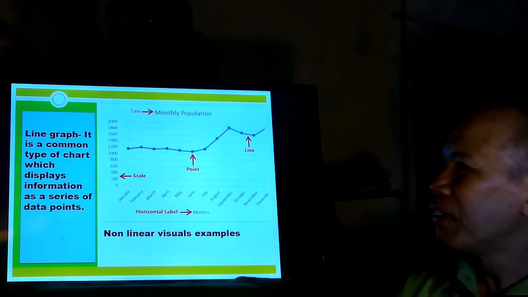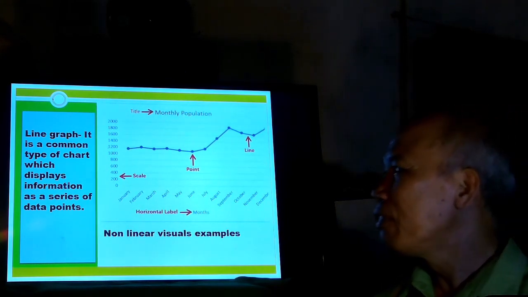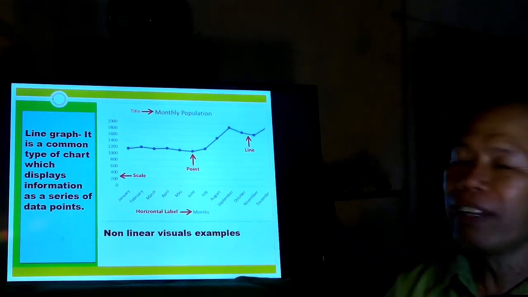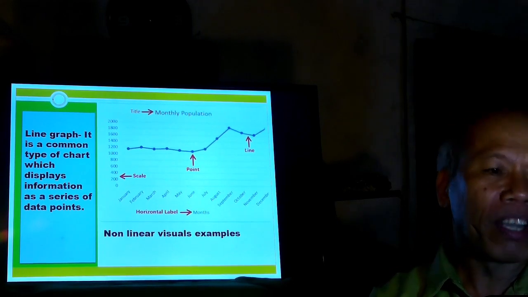Another example of the nonlinear text is the line graph. It is a common type of chart which displays information as a series of data points. So you have there the line graph.